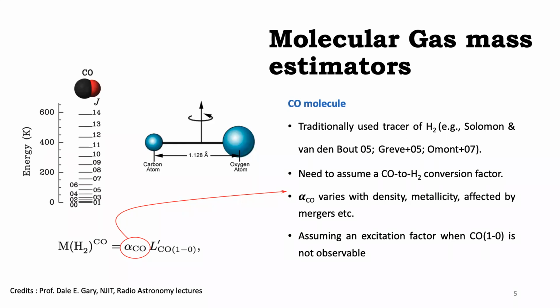For instance, it varies with density and metallicity, and is also affected by physical processes like mergers. Additionally, in the case of some of these high redshift galaxies, this 1 to 0 observation may not be feasible all the time. So we observe higher rotational transitions, and in order to estimate the molecular gas mass using them, we need to assume an excitation factor in addition.